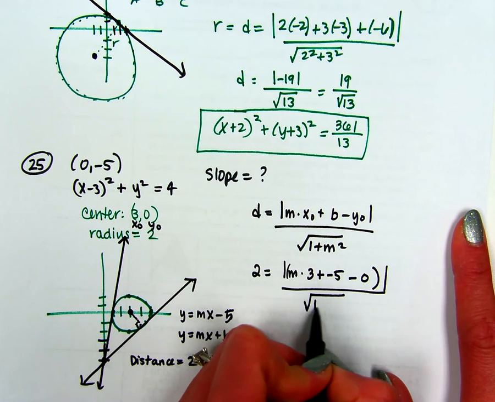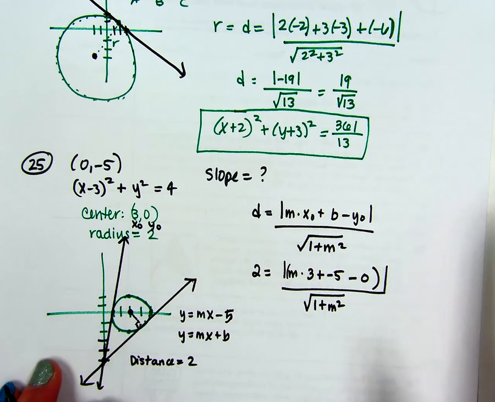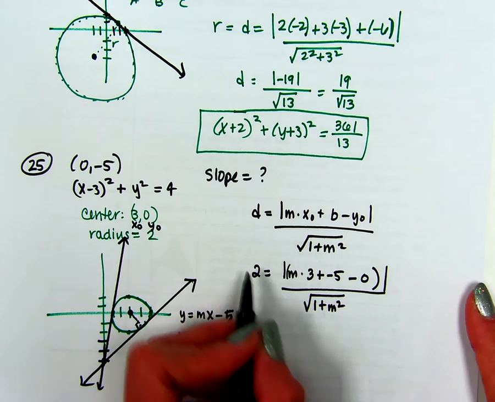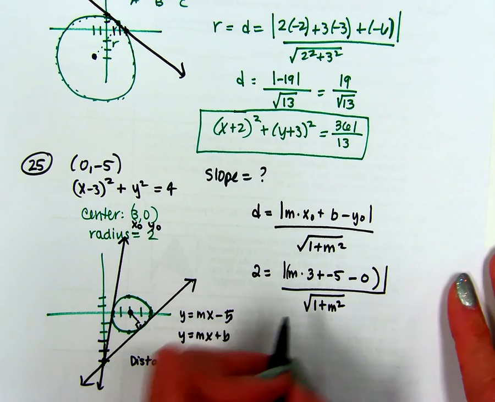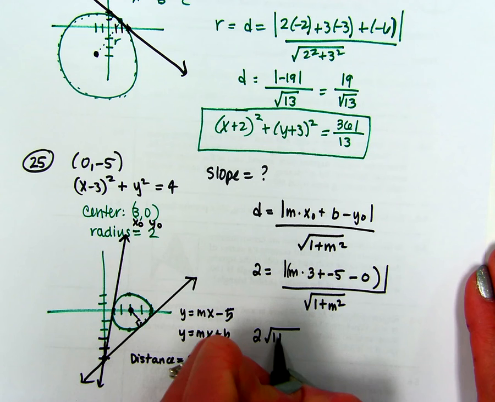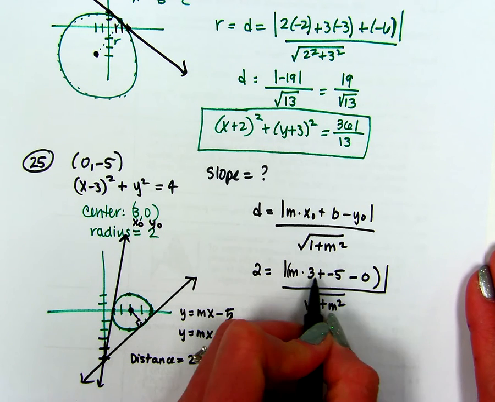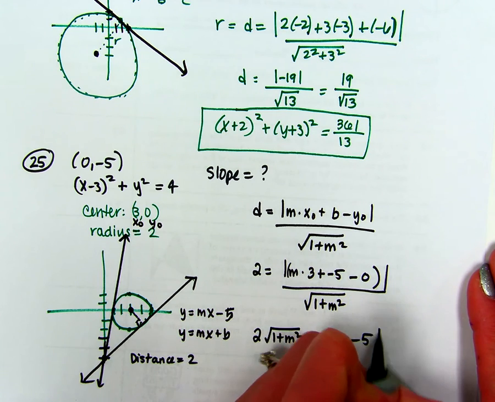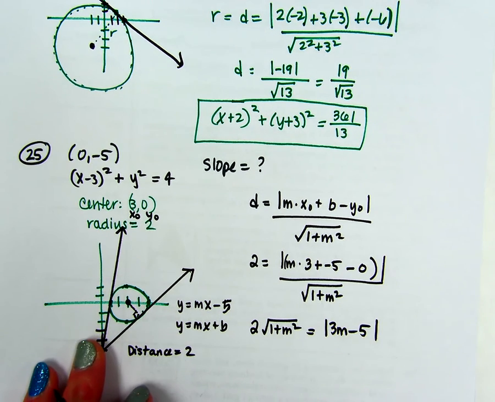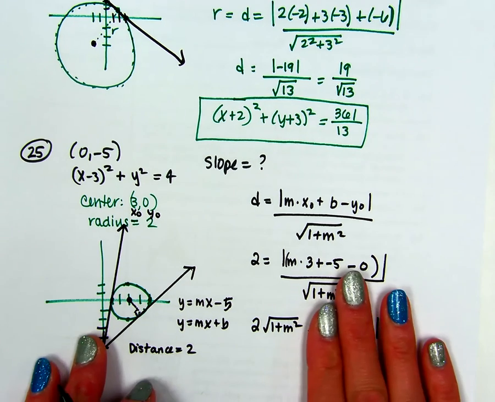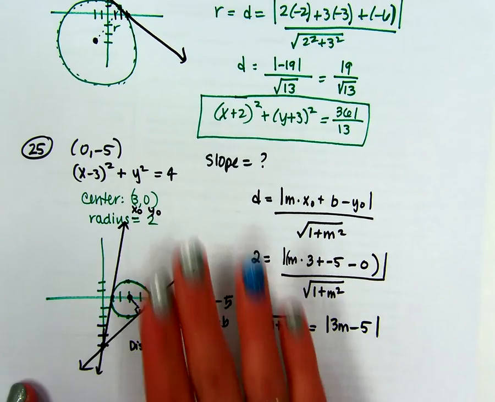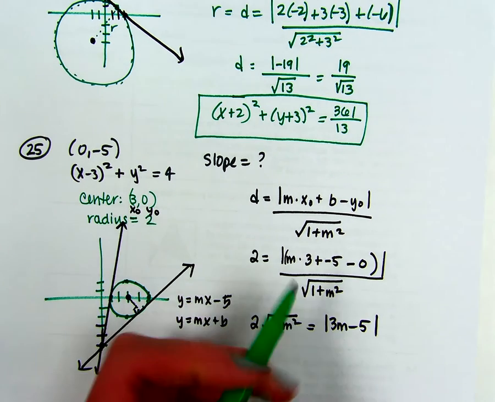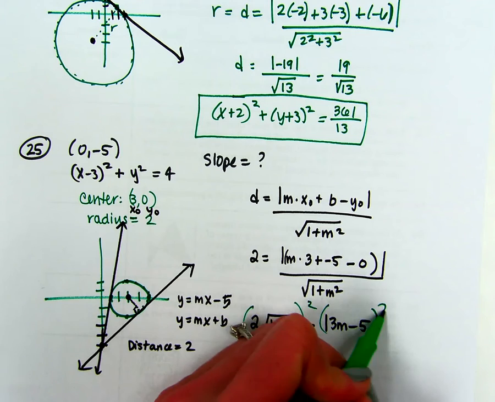Take the square root of 1 plus m squared. All right, so it's different because we have to solve for m, right? Okay, so I'm going to multiply, so I have 2 times the square root of 1 plus m squared. And this becomes the absolute value of 3m minus 5. The easiest way to get rid of a square root is to square it. And if you wanted to simplify something that's an absolute value, you could also square it as well. So let's just square everything, and that should hopefully simplify this whole problem.